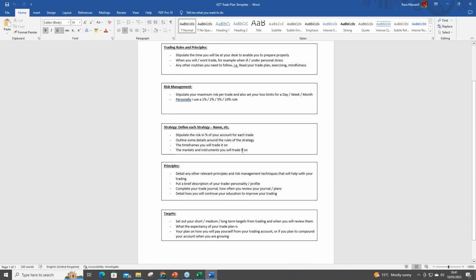Other things, you should define your strategy. You want to define the risk on percentage of your account per trade. So, although I say I risk a maximum of 1%, some trades I may only risk 0.5%. If it's different from my risk management strategies, then maybe I need to stipulate that. Outline some details around the rules of strategy, your entry criteria, maybe where your stop is going to be, that sort of thing.